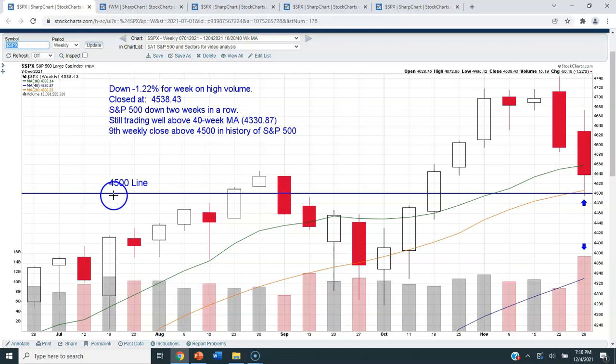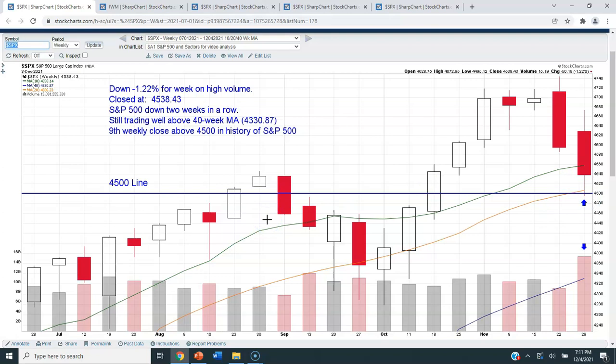Now, this blue line here is the 4,500 line, and when I looked at the trading action this week and the fact that we dipped just for a short period of time below that 4,500 level but closed again at 4538.43, it got me thinking, well, why did the market stop there and go back up? And you can see that this 20-week moving average, which by the way is sitting at 4506.33, just about 6 points above that level, looks to me like maybe there's some support right there.